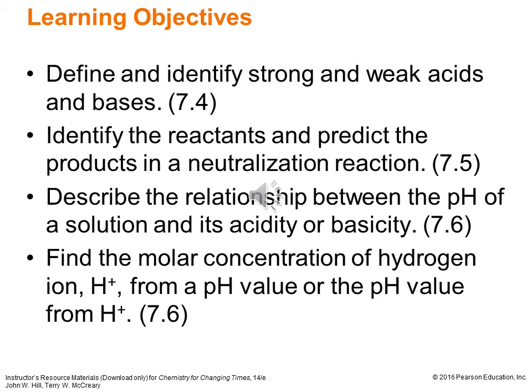We'll move on to define and identify strong and weak acids and bases, and I'll give you some hints as to how to tell the strong from the weak. We'll identify the reactants and predict the products in the neutralization reaction. We'll describe the relationship between the pH of a solution and its acidity or basicity. And then we'll find the molar concentration of hydrogen ion, H+, from a pH value or the pH value from the H+ concentration. We can go either way there.